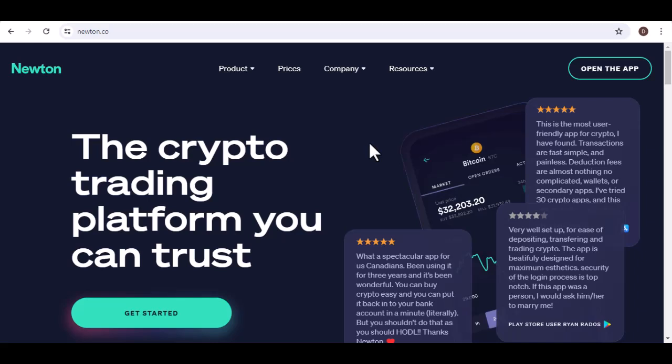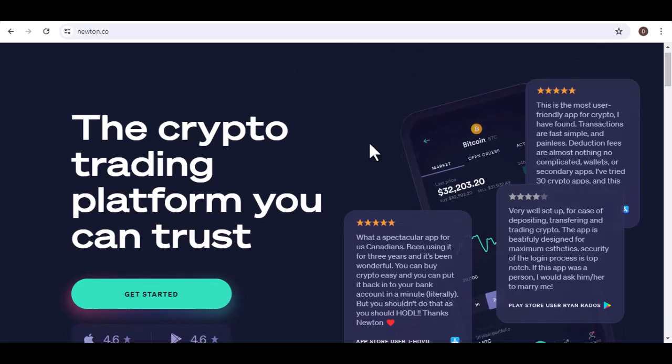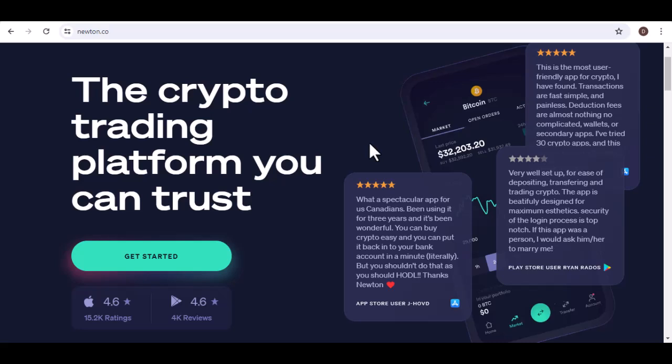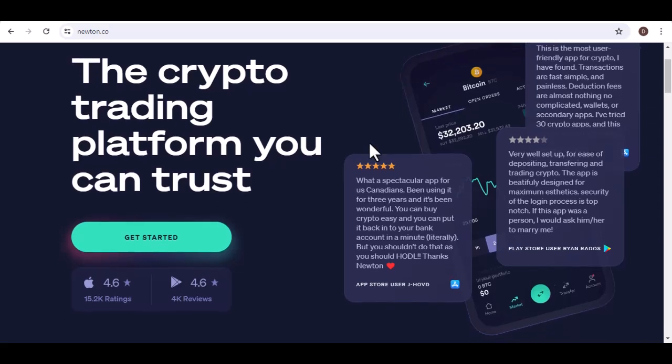Hey everyone, you've just bought a piece of digital real estate, a plot of land in the metaverse. To claim ownership, you need to provide proof of address. But what does that even mean in the digital world? Understanding proof of Newton address.